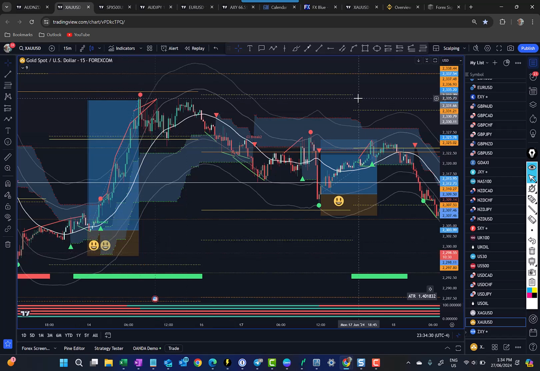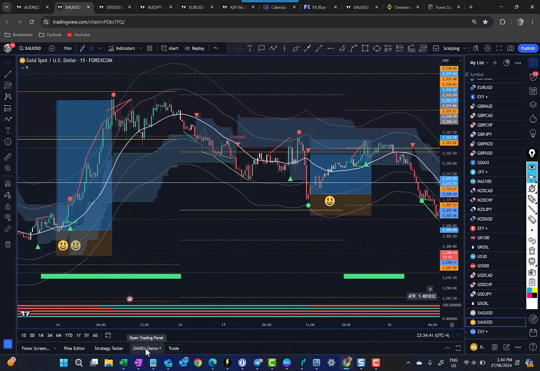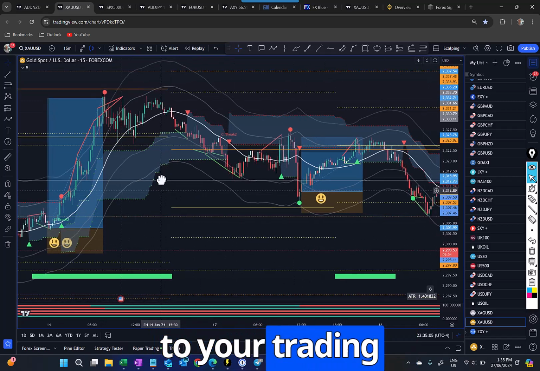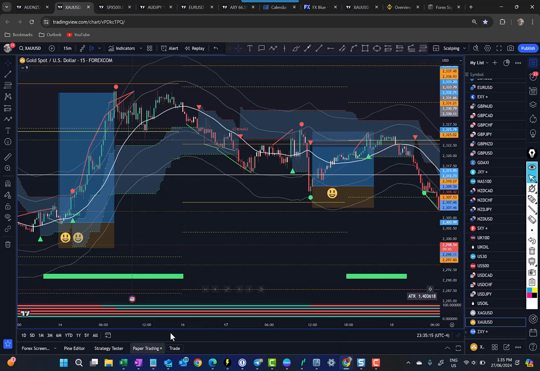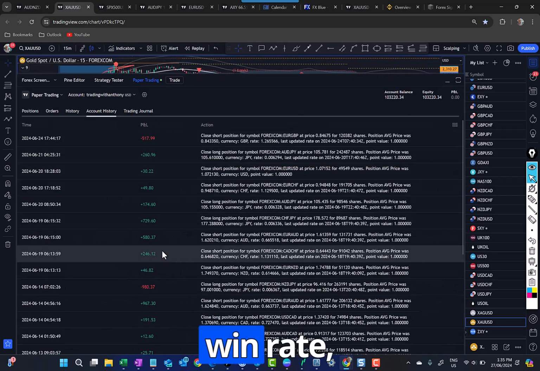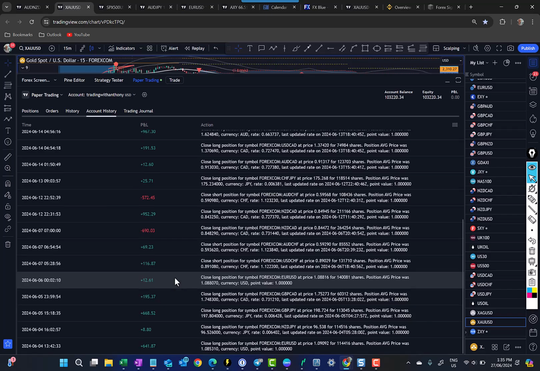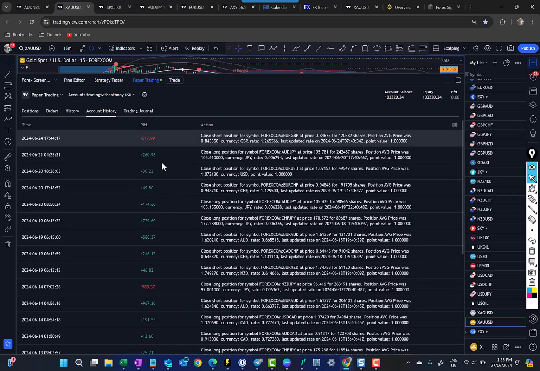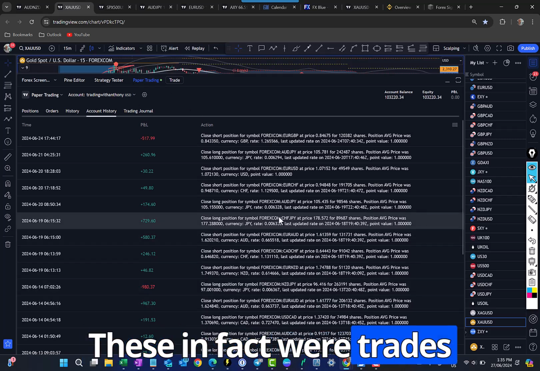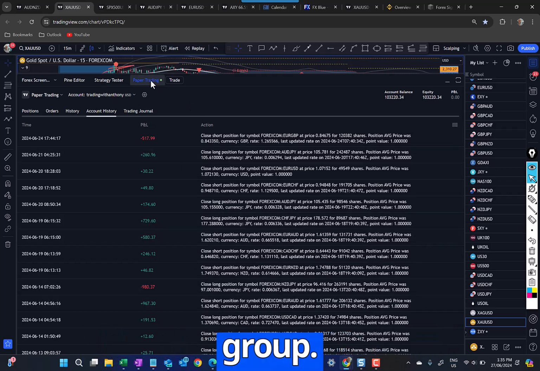If this is of interest and you want to make a serious difference to your trading outcome, consider this win rate. There's 23 trades in here and we have 4 stop loss hits. These in fact were trades that I sent into our VIP group.